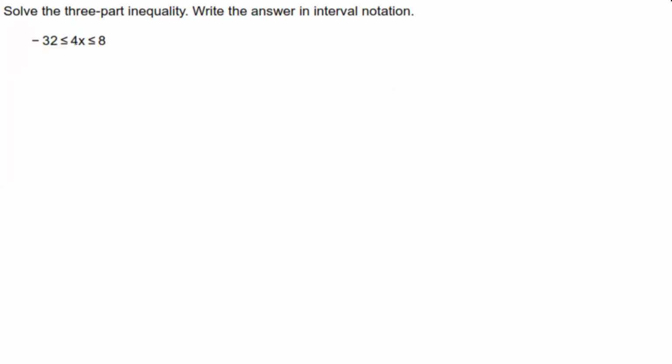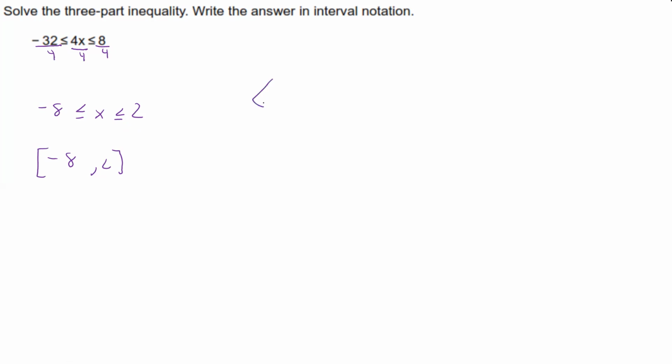Now, in this case, we just have 4x. So what do we have to do? We have to divide that by 4, so we have to divide that by 4, and we have to divide that by 4. So minus 32 divided by 4 is a negative 8, less than or equal to x, less than or equal to 2. And so that's minus 8 and 2, and they're brackets on both ends because of that less than or equal to on both of those.